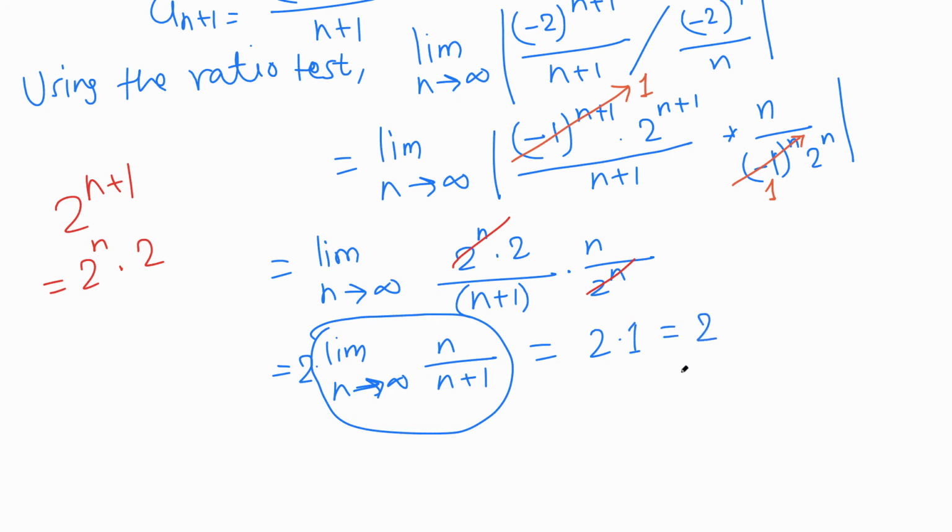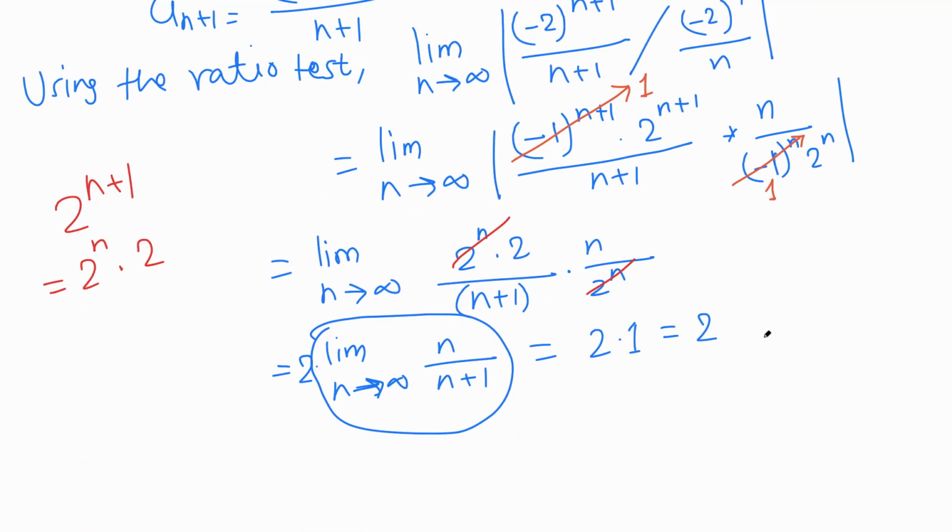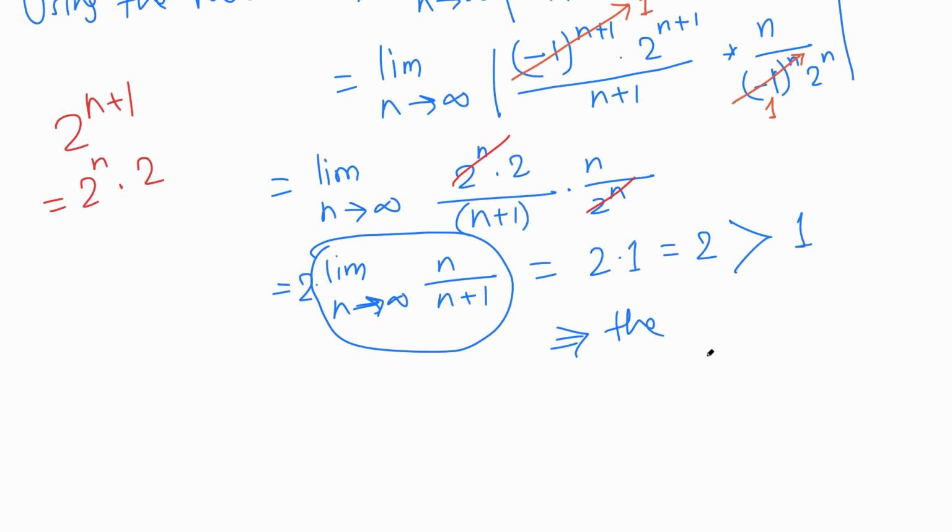So this is 2. We used the ratio test and found that the limit is 2, which is in fact bigger than 1. That means the series diverges because the limit is bigger than 1. If the limit is less than 1, the series converges. If this is 1, then the test fails. Okay, the series diverges in this case.